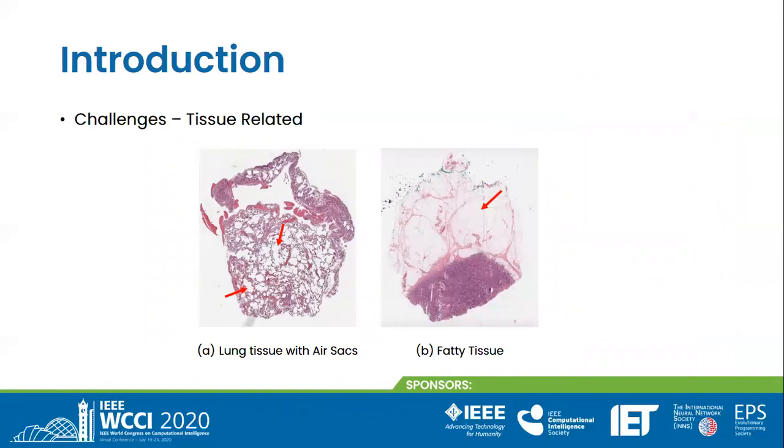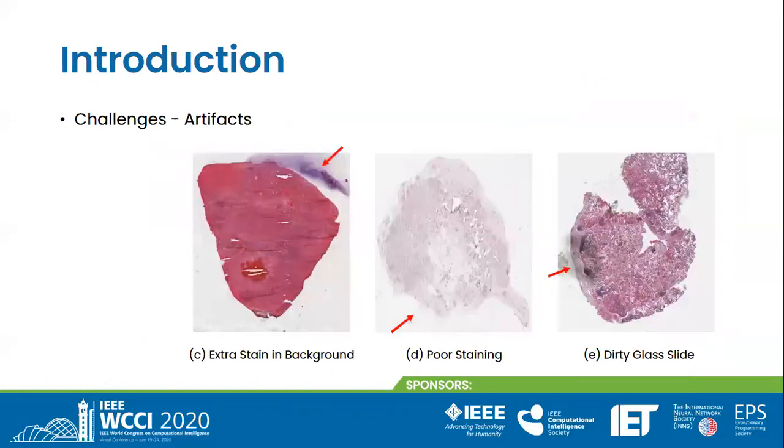Generally, this task has two types of challenges. The first ones are related to the tissue type. For instance, as you can see, air sacs in the lung and fat, which could appear in many tissue types, may confuse algorithms due to their similarity to the background color. The other category is artifacts, which include extra or weak stain, dirt, bubbles, broken glass, and marker traces.